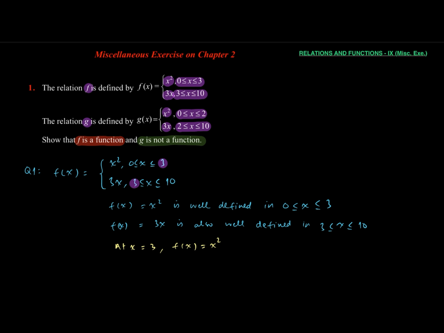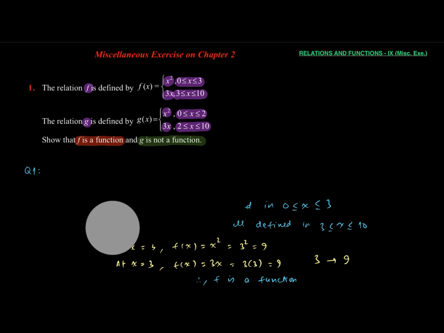So at x equal to 3, let us first of all take function f of x equal to x squared, and this will be equal to 3 squared, and that's equal to 9. Now again at x equal to 3, let us take function f of x equal to 3 times x. Now here we'll be having 3 times 3, that's equal to 9. So here one can observe that 3 has only one image, that is 9. Therefore f is a function.